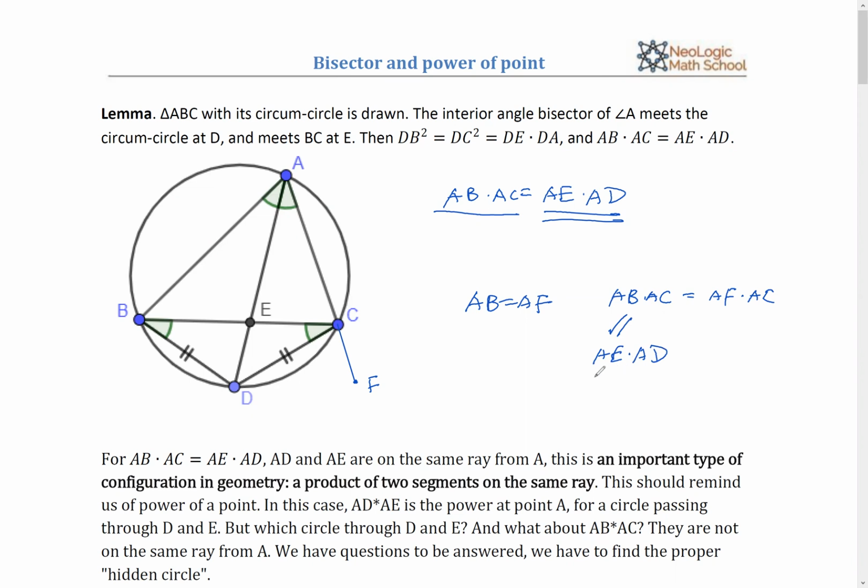Now what do you see? AE times AD equals AF times AC. What does that mean? This means DECF is a cyclic quadrilateral. Quadrilateral DECF is inscribed in a circle. DECF, they exist on the same circle. So I could draw a circle like this.